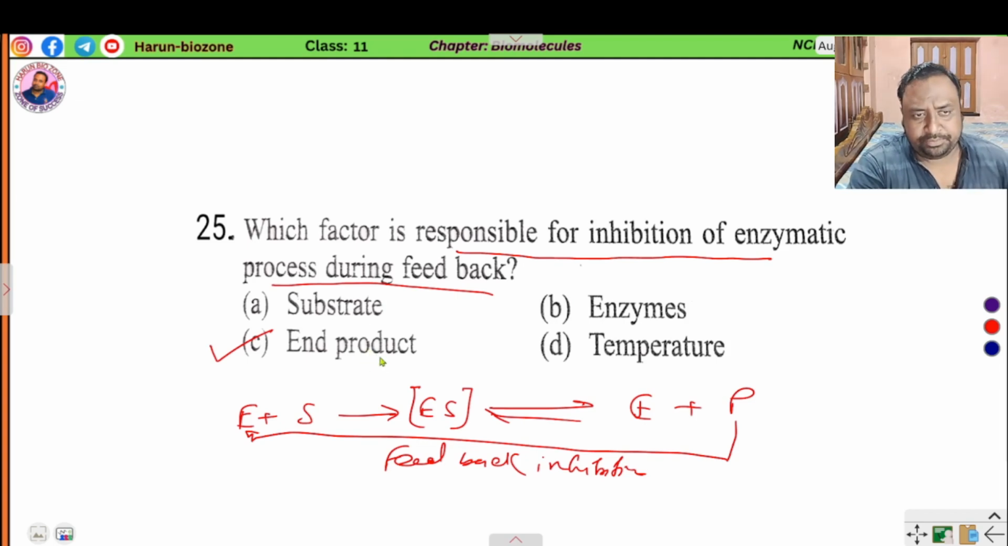Substrate concentration increases the rate of reaction up to Vmax, and with temperature, up to 45 degrees centigrade, the activity of the enzyme decreases.